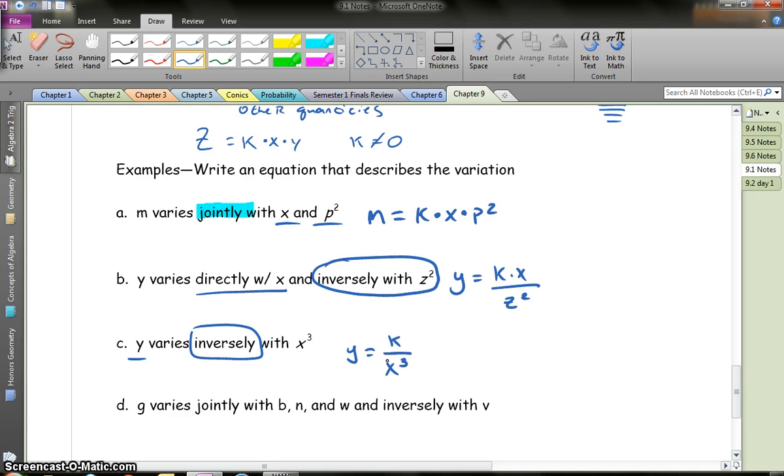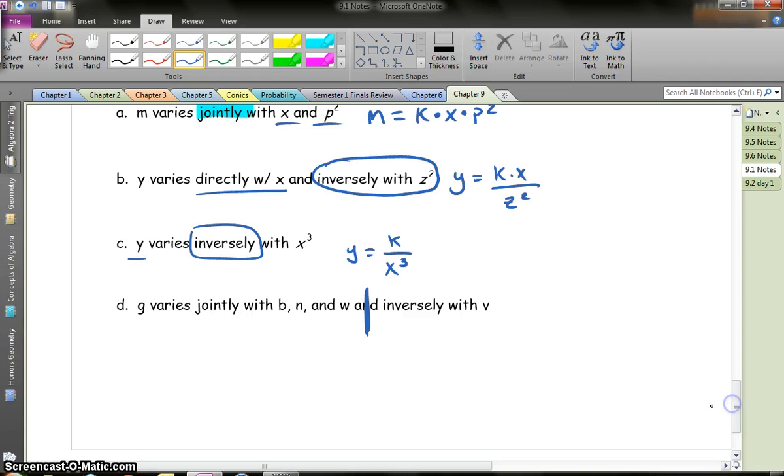G varies jointly with B, N, and W, and inversely with V. So I'm going to chop it up into two problems. I have G varies jointly with B, N, and W. So k times B times N times W, and inversely with V.